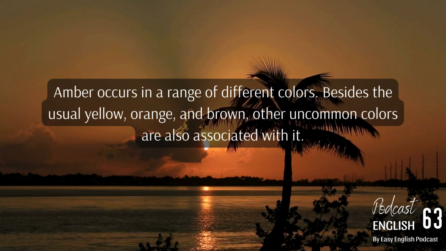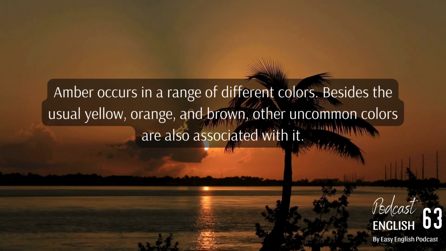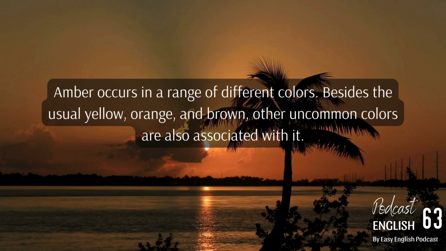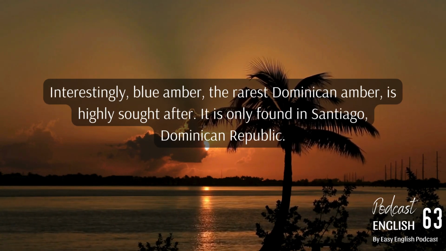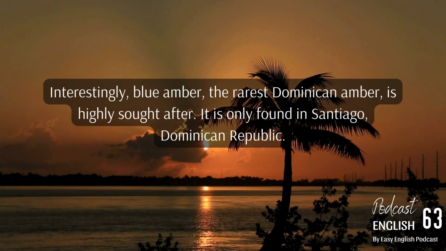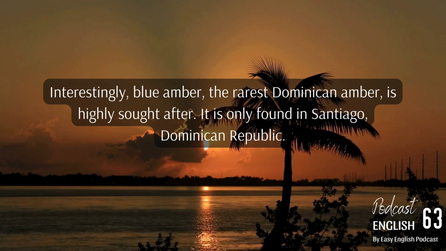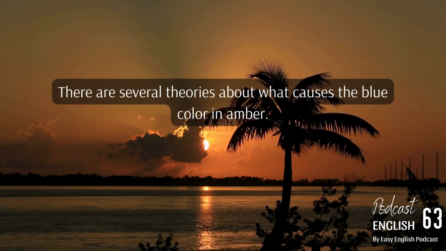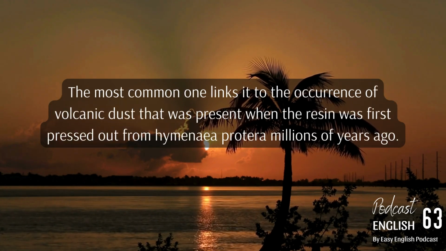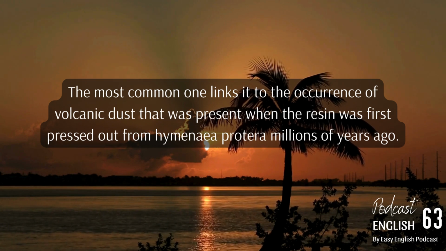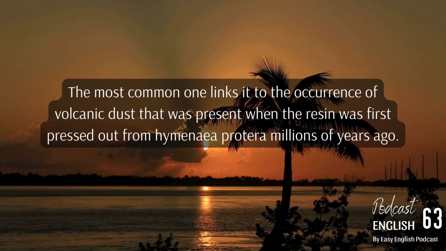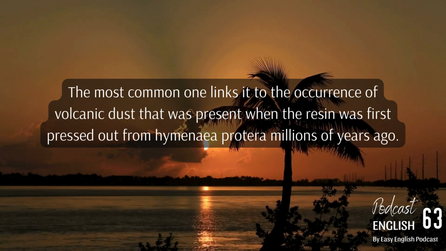Amber occurs in a range of different colors. Besides the usual yellow, orange and brown, other uncommon colors are also associated with it. Interestingly, blue amber, the rarest Dominican amber, is highly sought after. It's only found in Santiago, Dominican Republic. There are several theories about what causes the blue color in amber. The most common one links it to the occurrence of volcanic dust that was present when the resin was first pressed out from Hymenaea protera millions of years ago.